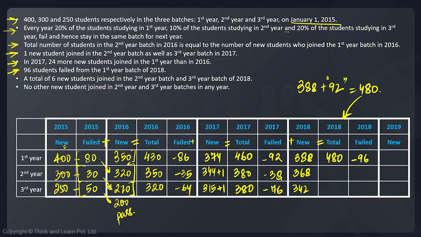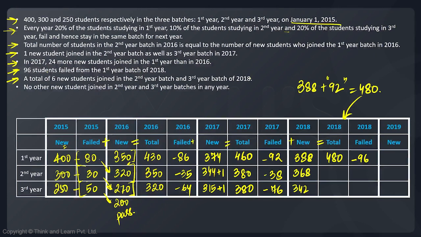Okay. For second year in 2018, total is going to be 38 plus 368, which is a number that is going to end in 6. But if we look at the next point, it says a total of 6 new students joined in the second year batch.